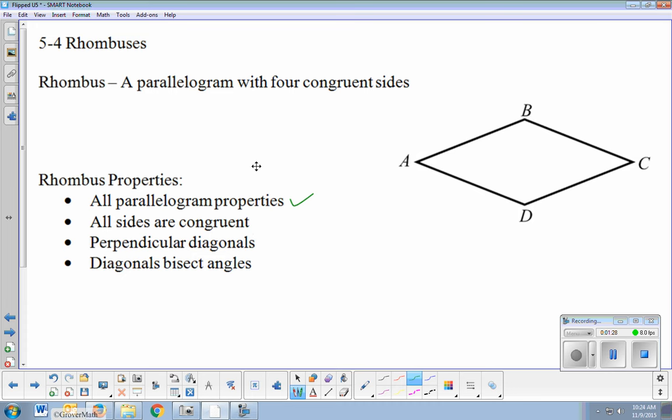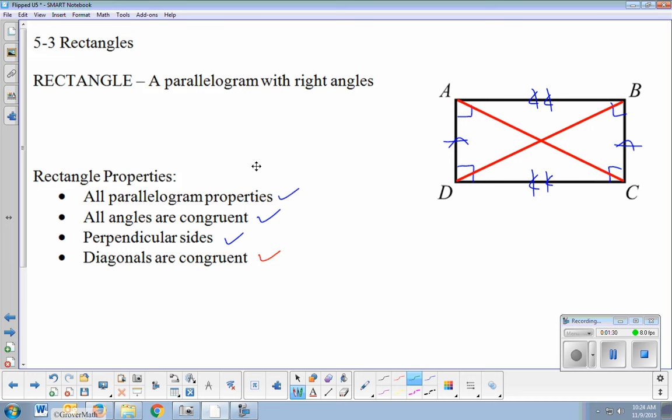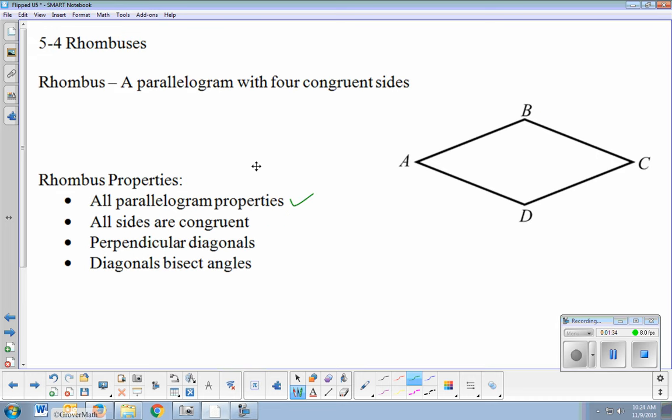A rectangle had all angles congruent. All four angles were the same because they're all 90. Well, a rhombus doesn't have all angles congruent, but it has all sides congruent. So it's got four congruent sides. Sometimes we refer to a rhombus as a diamond. But it's got four congruent sides. So instead of all angles congruent, we get all sides congruent.